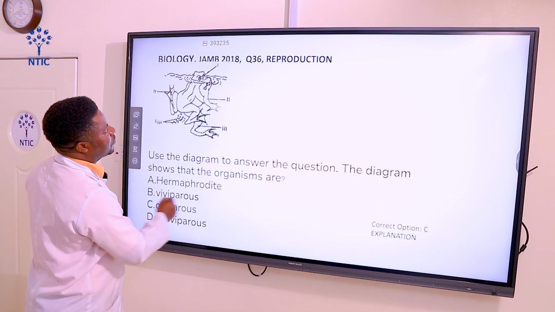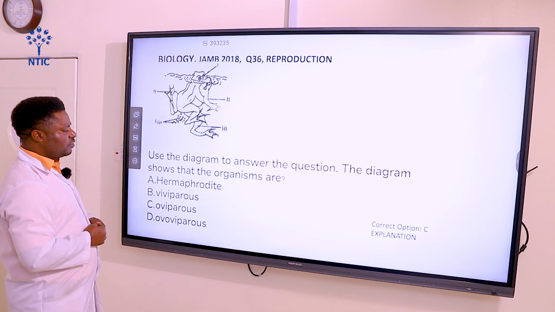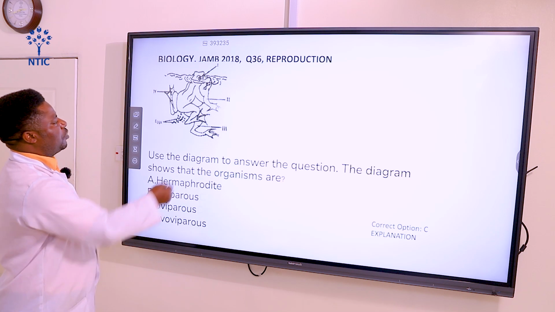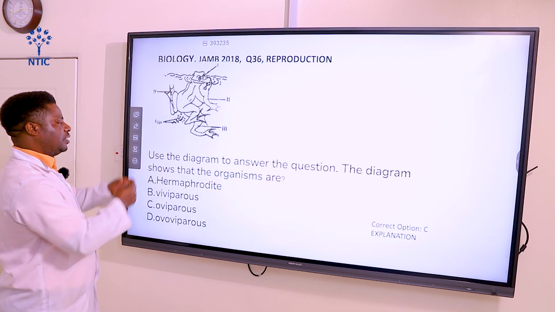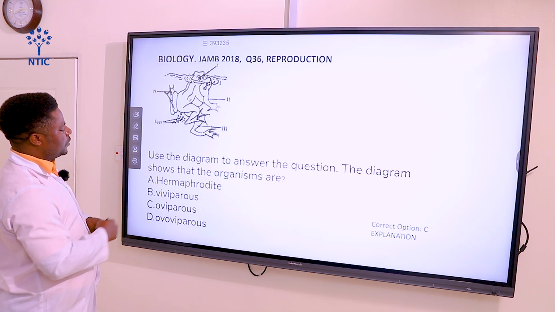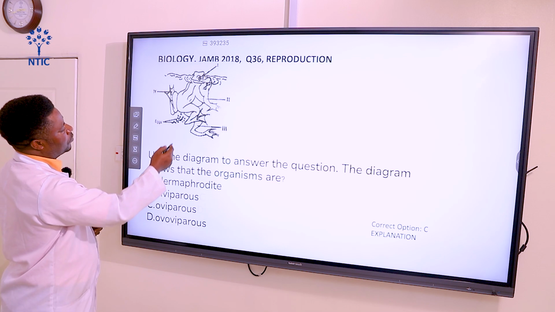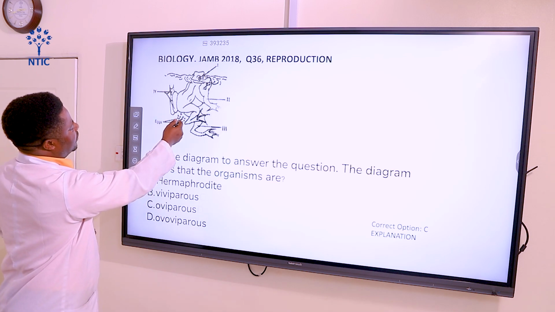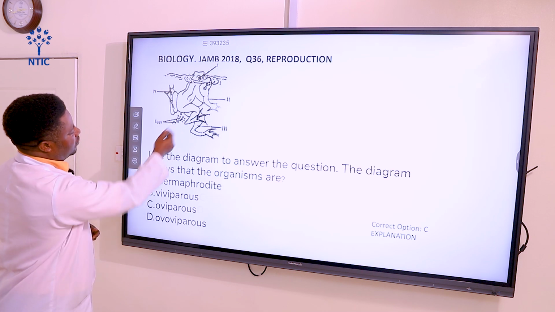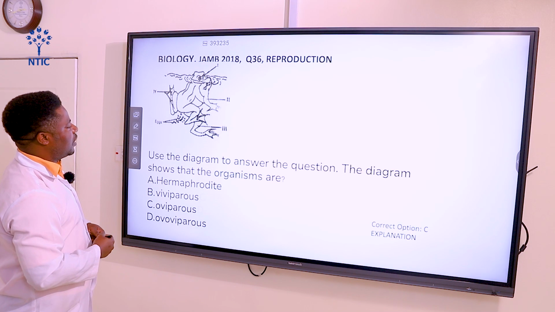Next question. Use the diagram to answer the question. The diagram shows that the organisms are, now if you look at this diagram, you see that these organisms are mating, and this is a frog. If you look at this, you will see that the female is shedding her eggs, she's laying eggs, while the male is trying to fertilize the eggs as they are coming out.